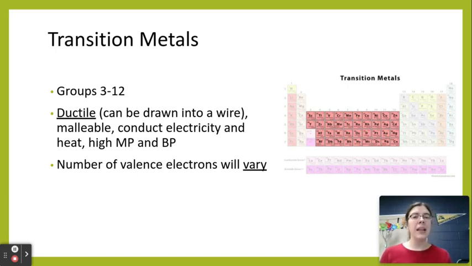They also conduct electricity and heat very well, which makes them great for wiring in our houses or electrical devices, and also when we use them for cooking to transfer that heat to our food. And these all tend to have high melting points and boiling points for metals. Now, one important thing with the transition metals is the number of valence electrons they have will vary. So because of that, I will never ask you how many valence electrons these elements have.